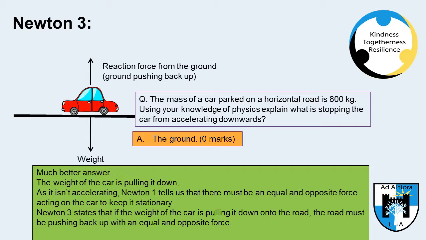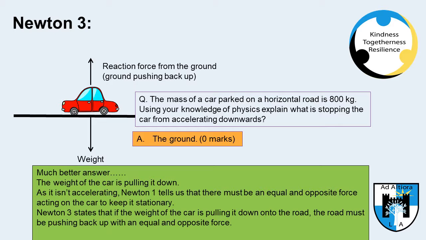Well, a much better answer would be that the weight of the car is pulling it down. And as it isn't accelerating, Newton's first law tells us there must be an equal and opposite force pushing back up the way. What's that caused by? Well, if you push down, the ground pushes back up on you. And that's called the reaction force, because it's reacting. The more you push down on the ground, or the more you push down on a tabletop, the more it will push back up on you. The reaction force only exists because you are pushing down.